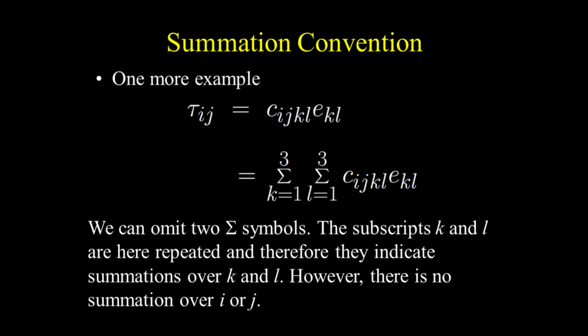One more example. Here, tau ij is equal to C_ijkl multiplied by e_kl. We omitted the two sum symbols. The subscripts k and l are repeated here, and therefore they indicate summations over the subscripts k and l. However, there is no summation over the subscripts i or j.